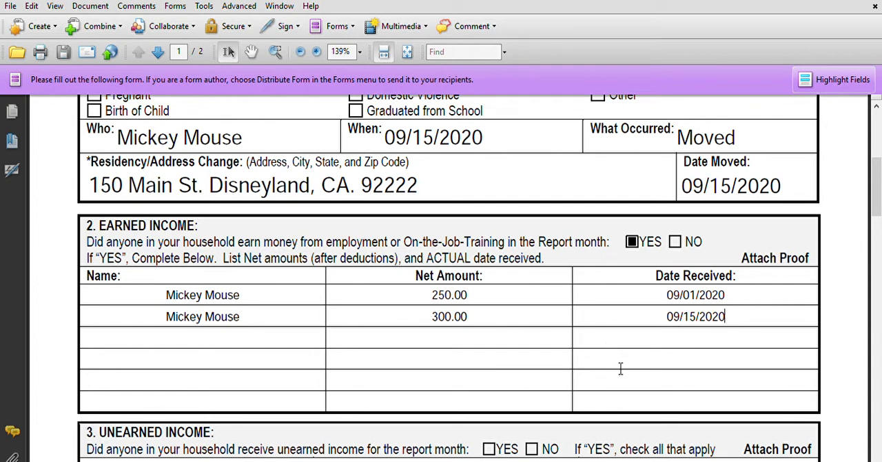If you are self-employed, most often you're going to be filling out a self-employment log that is provided by your worker. But make sure you do contact your worker to see exactly what they're going to be needing from you.